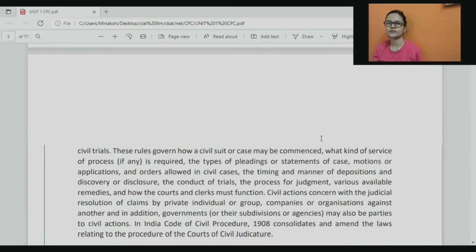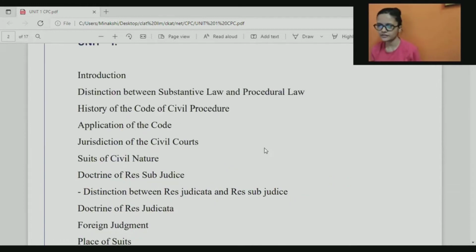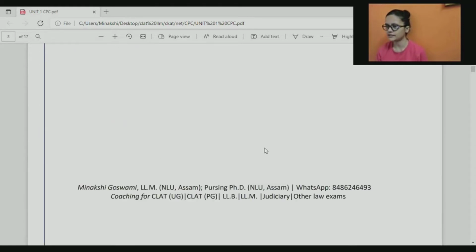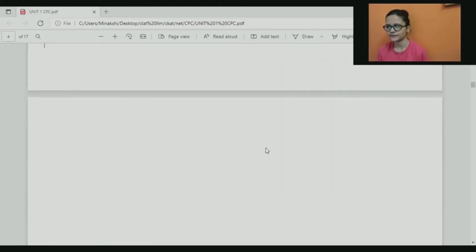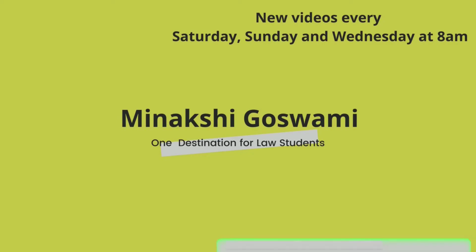All right, so we started with the intro part and difference, plus we have a few more things like history, application of the legislation, where it is that CPC is applicable. Then we have jurisdiction of Code of Civil Procedure. So that previous part, it's clear, right? Yes, it is clear. All right.